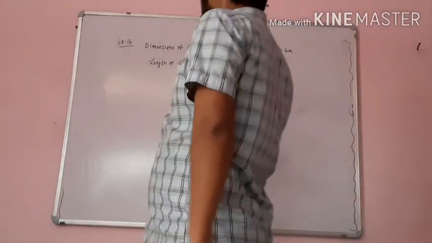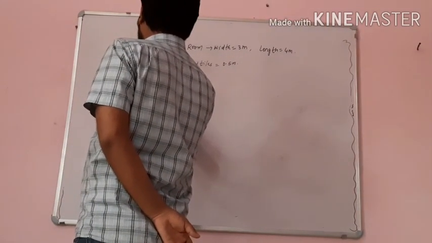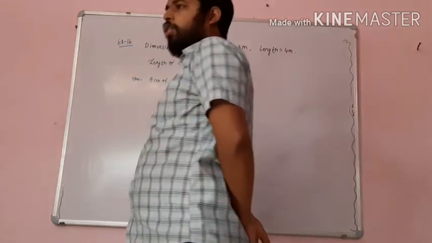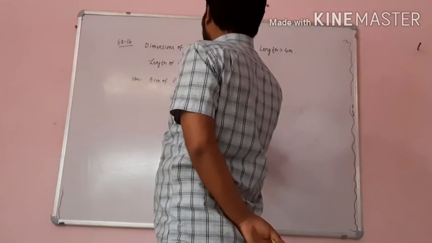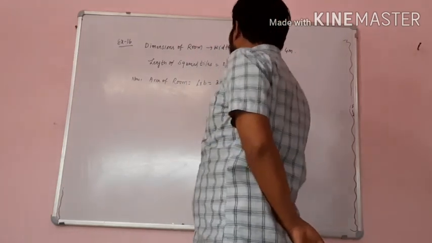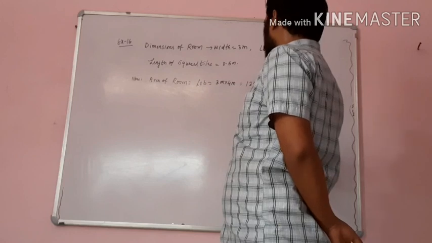So now, the area of the room will be, since the room is in the shape of a rectangle, L into B, that is 3 meter into 4 meter, that is 12 meter square.